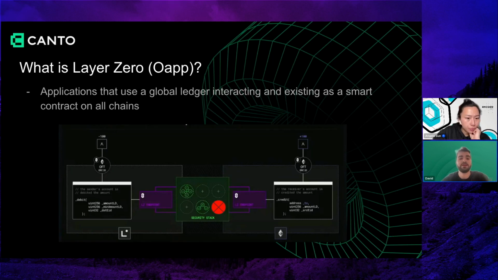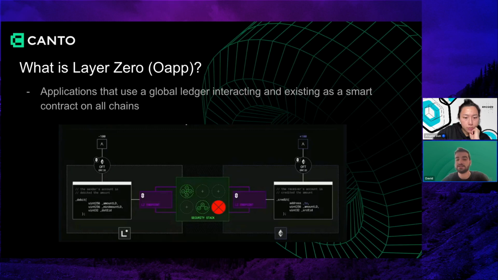So for this flow, what would really happen is that debit would be called on the source chain. These tokens would then be burned from the user's account. The message is passed through the LayerZero security stack. And then credit would be called on the destination chain, which will now mint those tokens to the user.